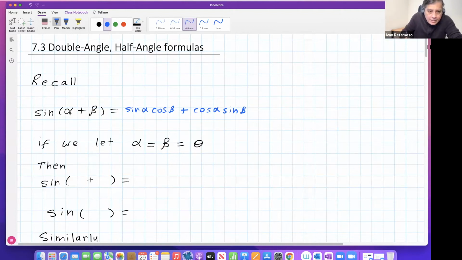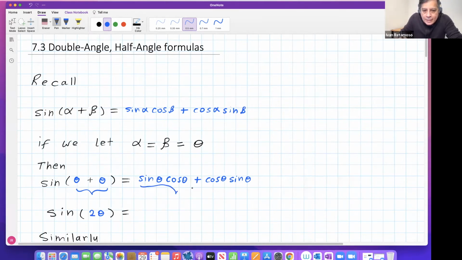We can write here theta instead of alpha, theta instead of beta. So here we will have that this should be equal to sine of alpha, but we're saying that alpha is theta, cosine of beta, but we're saying that beta is equal to theta, so cosine of theta, plus cosine of alpha again, cosine of theta, sine of beta, sine of theta, right? So now notice theta plus theta is just 2 theta. The double angle comes up, right?